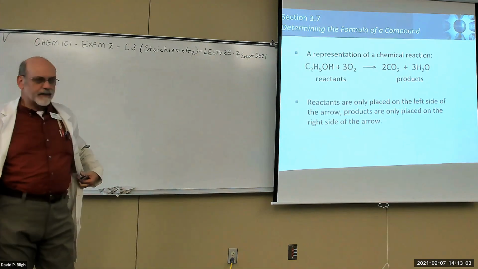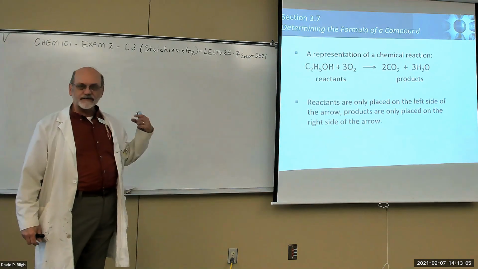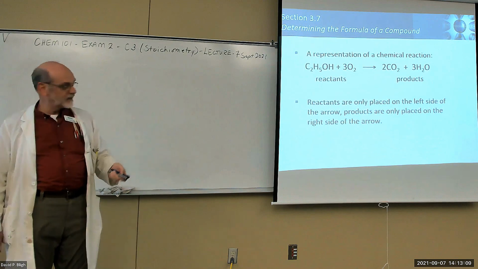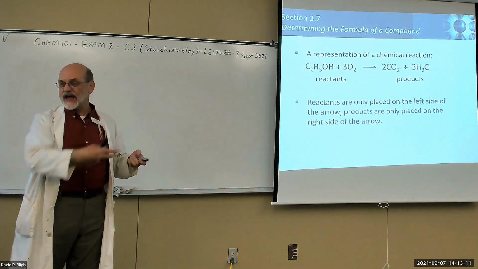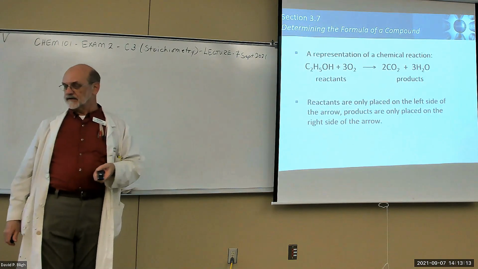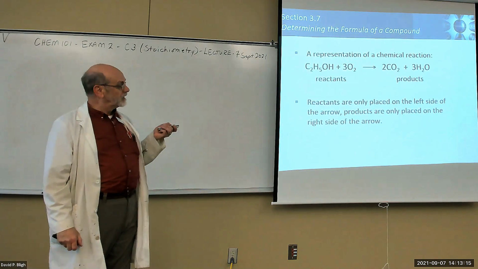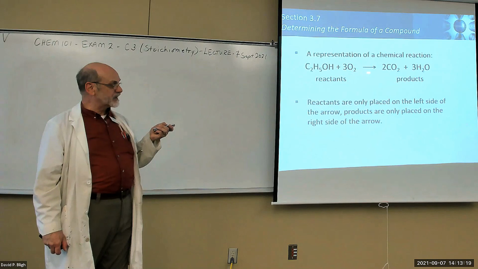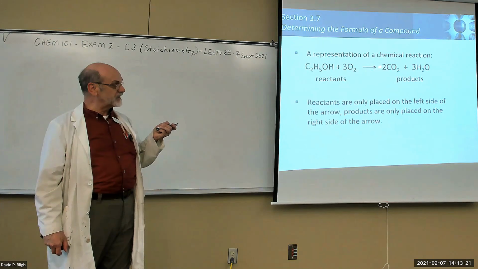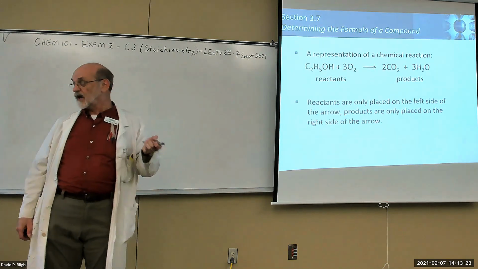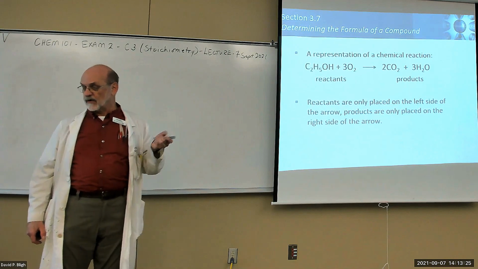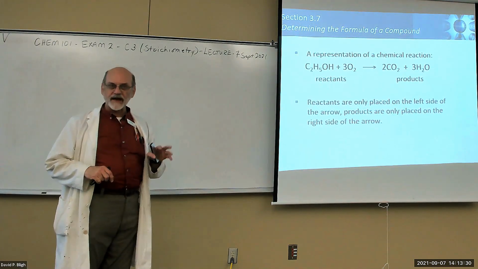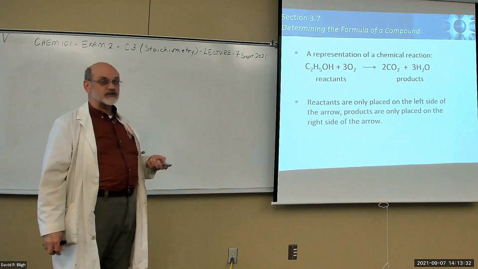When we write a chemical reaction, we always put the reactants on the left-hand side, products on the right-hand side, and the arrow in between. Now, this is an overall reaction. This is what we've determined to happen. When we put these reactants together, we get those products. We're not saying anything about what happens inside that arrow. There's a lot going on in that arrow. But right now, we're not concerned with that. We just want to know reactants and products and what their relationship is to one another.